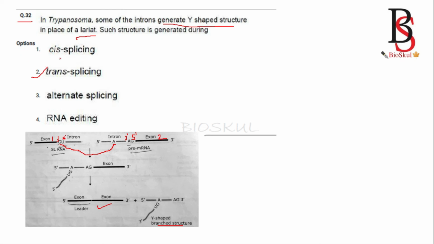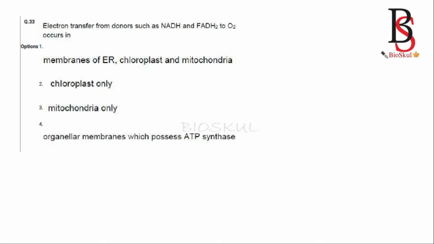Okay. If it is cis-splicing, then it takes place in a single mRNA and leads to the formation of a lariat-like structure, or the intron is released as a lariat-like structure. So this one is wrong. And alternative splicing, this one is also wrong. In alternative splicing, different RNA transcripts are produced from a single gene because of change in the splicing. In alternative splicing, different products are produced from a single gene. And RNA editing, this one is also wrong. So the correct answer is option 2.